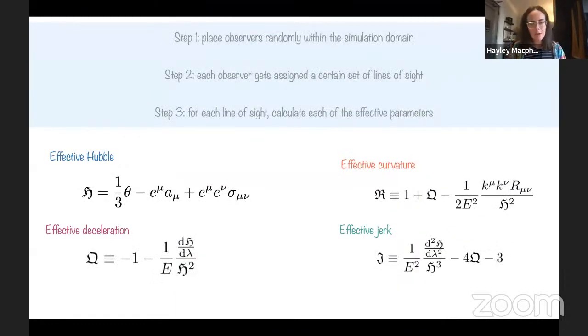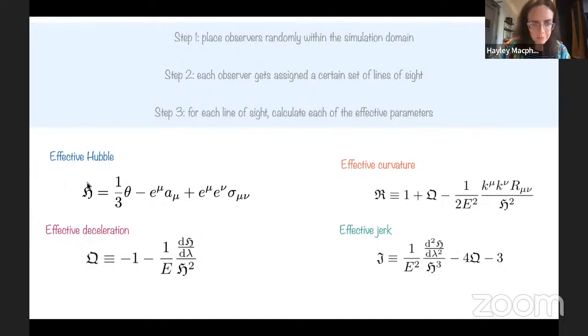Now for actually calculating these parameters, step 1 is to place a set of observers at random positions in the simulation domain. Step 2 is that each observer gets assigned a certain set of lines of sight, which may represent, for example, a survey that they're interested in. For each line of sight, which represents a unique unit vector, we then calculate the effective Hubble parameter based on the scalar expansion, the acceleration, and the shear tensor at the observer position.